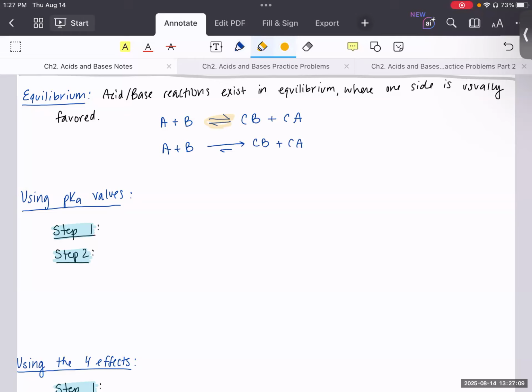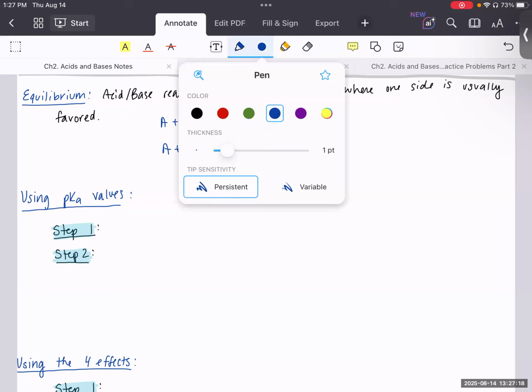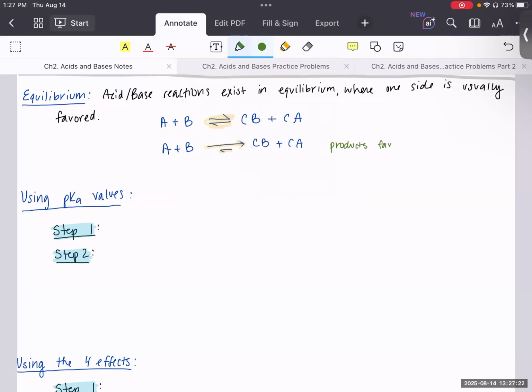Then to show that the products are favored, so more of the system exists in its product form, we would draw that longer arrow going to the right. So for this one, we have products favored. If instead we favor the reactants, then we would show the longer arrow going the other direction. So we have the shorter arrow going to the right and the longer arrow going to the left.